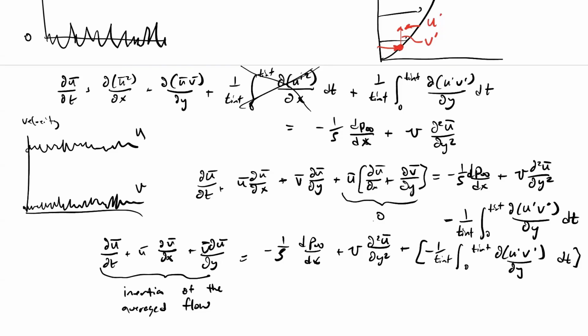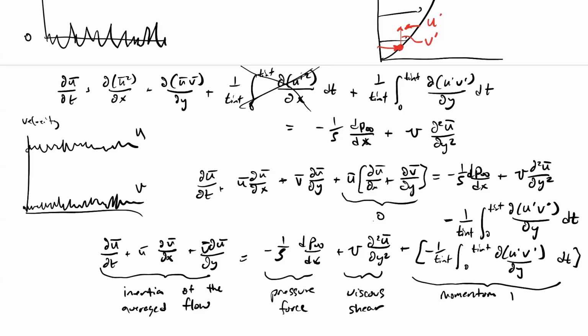And then to correct that, we have to introduce this stuff with the variability in the last term on the right-hand side. Okay, this term here, this is our pressure force. This term here, this is viscous shear. And then this last term, which is the new thing, is our momentum transport due to turbulent eddies.